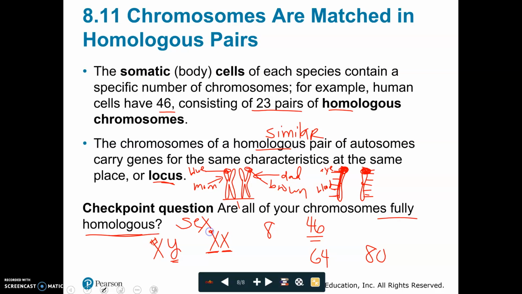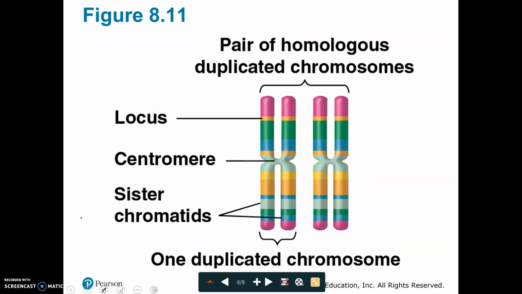Like, for example, the gene to see color for color vision is on the X. So if you're a female, you actually have 2 copies of that gene for color vision. But if you're a male, you only have 1 because the Y chromosome doesn't actually have that gene on it. So technically, no, all of your chromosomes are not fully homologous if you're a male. But if you're a female, then technically they are.